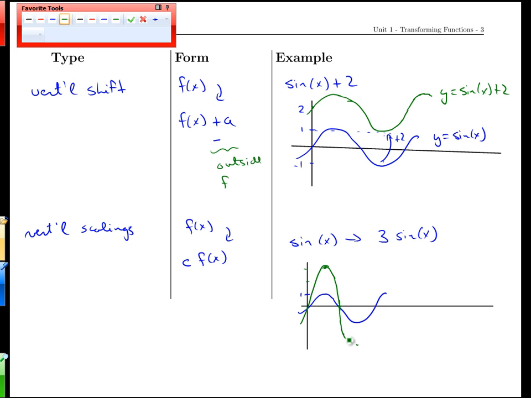But then everything negative gets magnified as well. So everything is spread outwards from the x-axis. All the vertical things are stretched away from the x-axis. So that would be y equals sine of x with a 3 out front. And the blue line again is y equals sine of x.